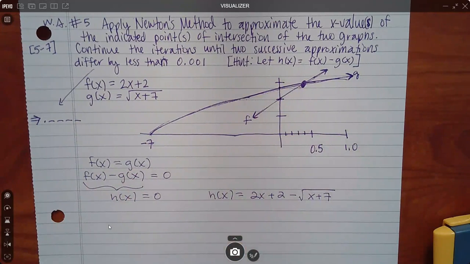So what would you use? And everyone is going to be different, okay? If someone guesses a little bit closer, they might not have to do as many iterations. If someone guesses a little bit further, they might have an extra iteration, okay? That's all that it boils down to. But if you look at this graph, what x value would you think that maybe that's happening at?